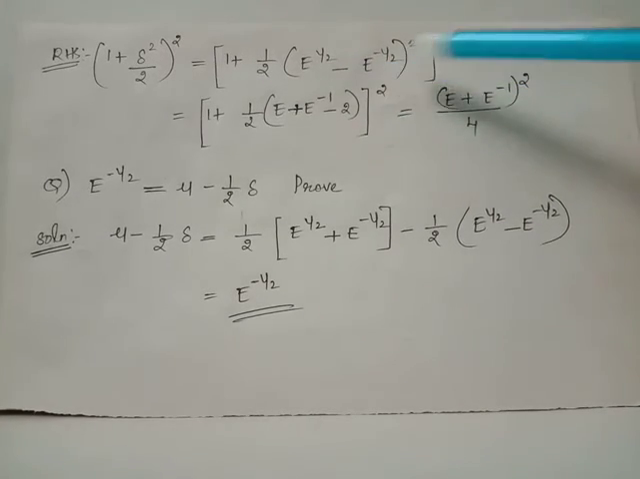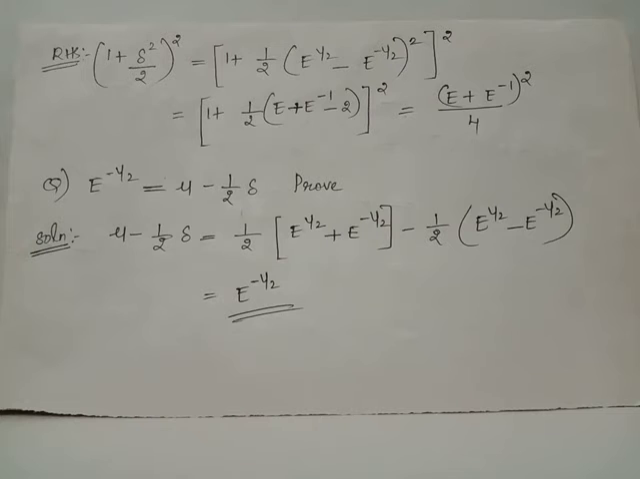This can be expanded using the (a - b)² formula, and we have (1 + (1/2)(e + e⁻¹ - 2 × e^(1/2) × e^(-1/2)))². We will replace e^(1/2) × e^(-1/2) by 1, and we get this expression.